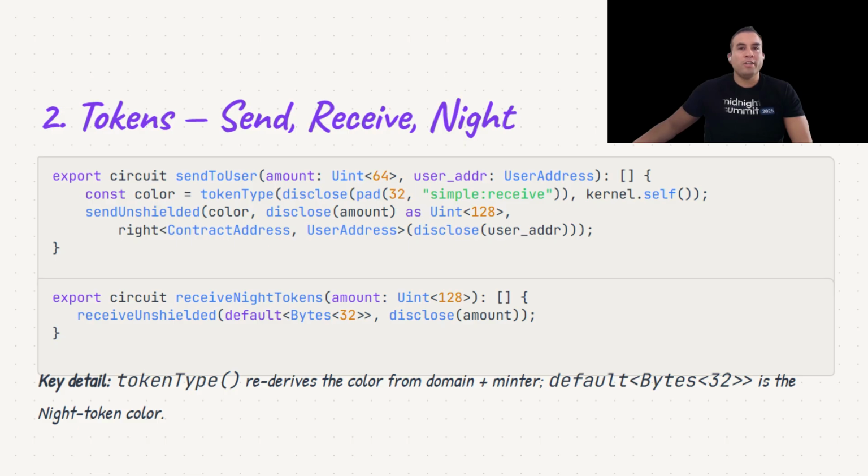And receive night tokens. Very short. It just calls receiveUnshielded with default<Bytes<32>> as the color. That default value is Midnight's way of saying this is the native token, NIGHT. No domain separator needed because NIGHT is built in. The other 2 circuits in this contract, receive tokens and send NIGHT tokens to user, are mirror images of this. If you have followed this, you've got them all.